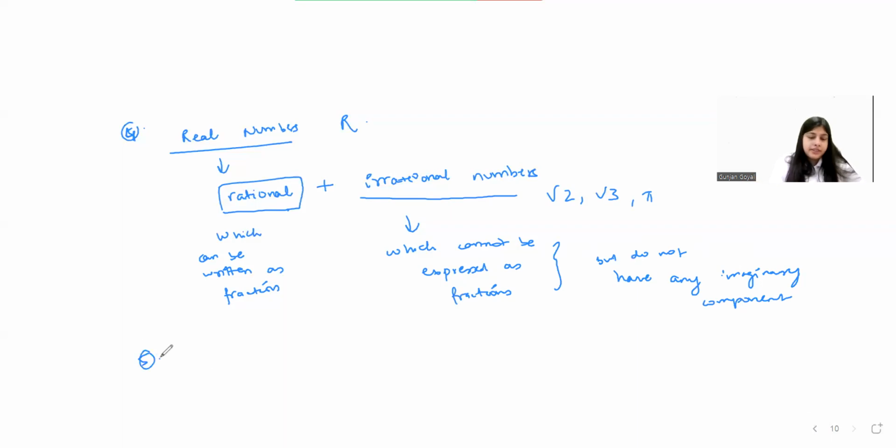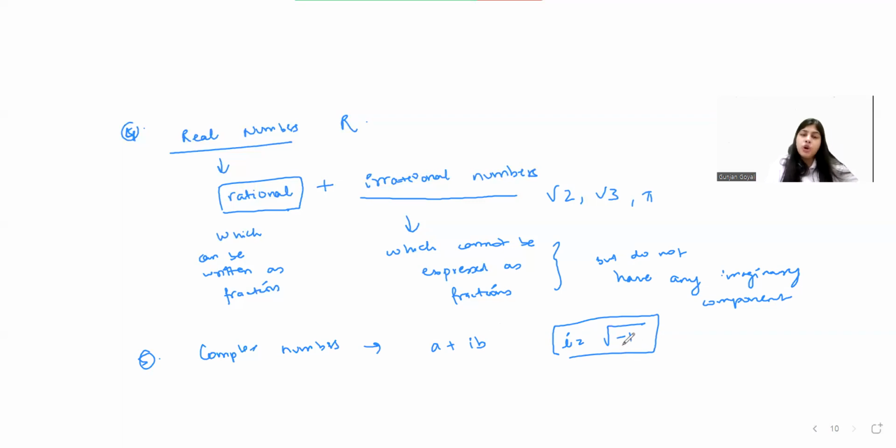Next, fifth is complex numbers. Complex numbers are ones which can be written in the form A plus iB, where i is nothing but root over of minus 1. Root over minus 1 is an imaginary number. It is not a real number. So A plus iB is a complex number where i is an imaginary number. Any number which contains an imaginary component is called a complex number, whereas real numbers will not have any sort of imaginary component.